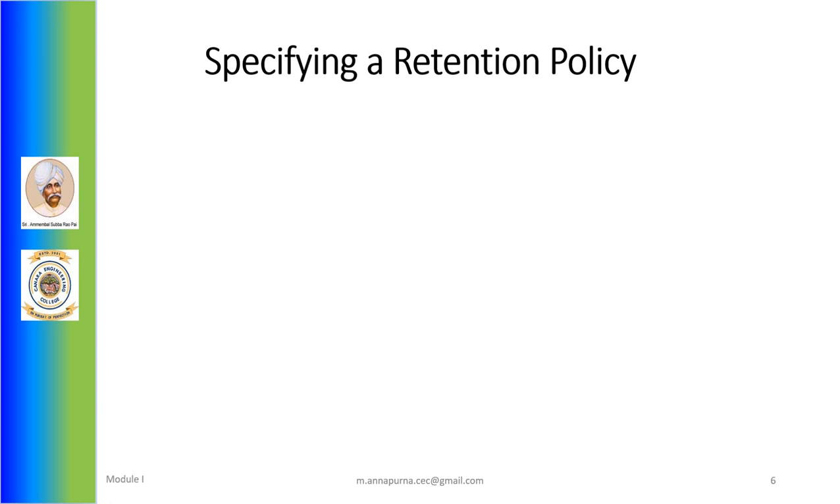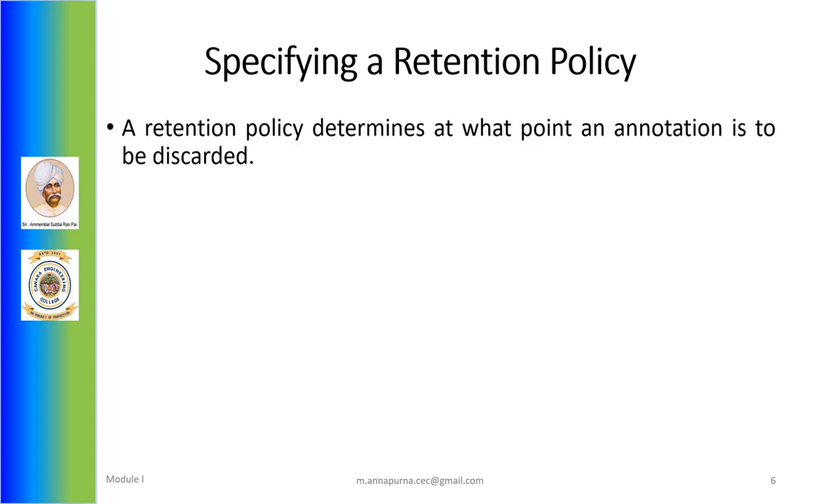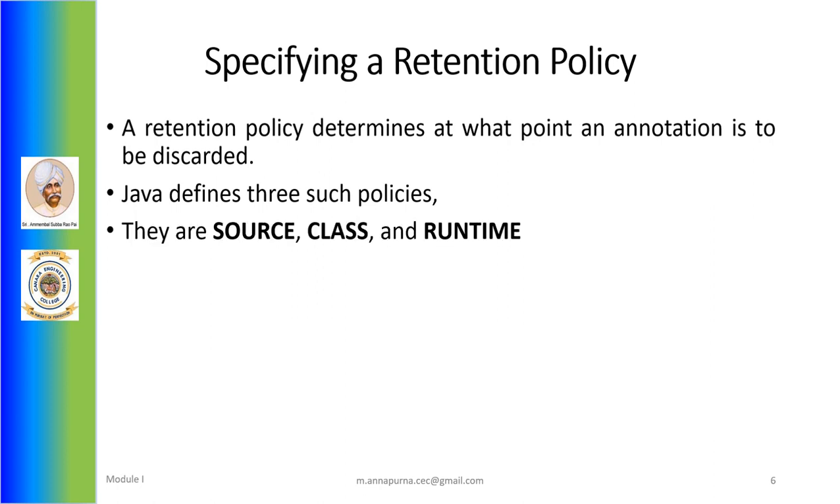Specifying a retention policy. Before exploring more on annotations, we need to know what annotation retention policies are. A retention policy determines at what point an annotation is discarded. Java defines three such retention policies, which are encapsulated within the java.lang.annotation.RetentionPolicy enumeration. This enumeration consists of three enumeration constants that represent the retention policies. They are SOURCE, CLASS, and RUNTIME. So we will look into each of these retention policies.